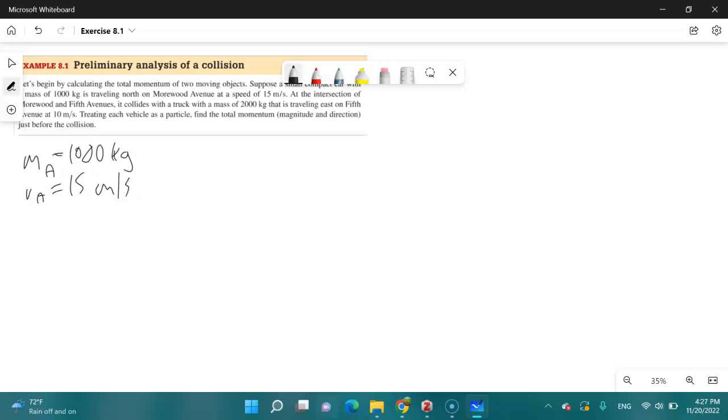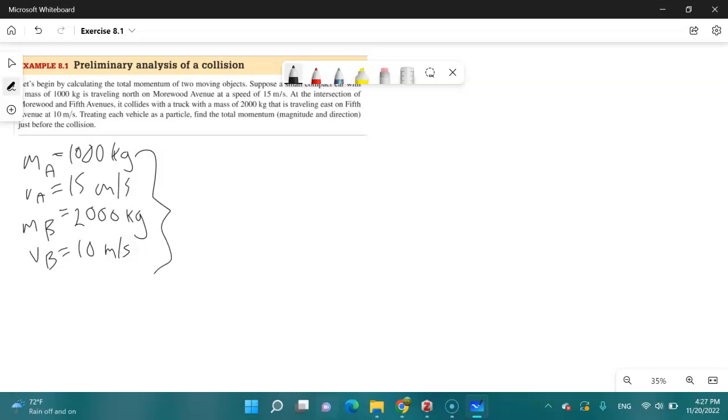And it collides with a truck of a mass of 2,000 kilograms. So that's our second mass. And the truck is going at 10 meters per second. So there we have our second velocity. And as you can tell, this works as a vector.